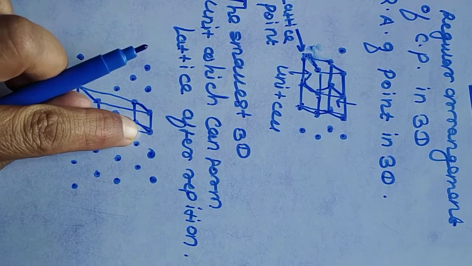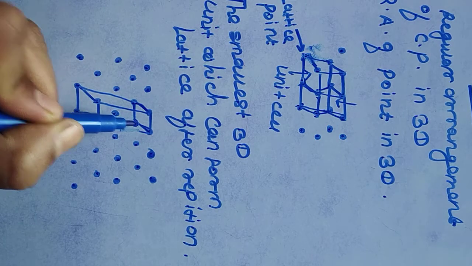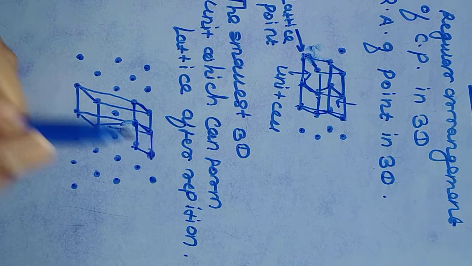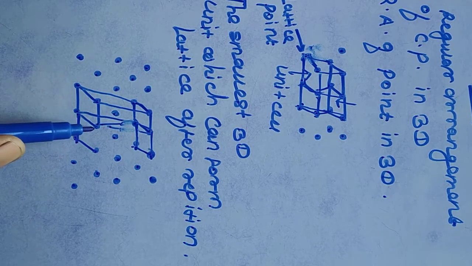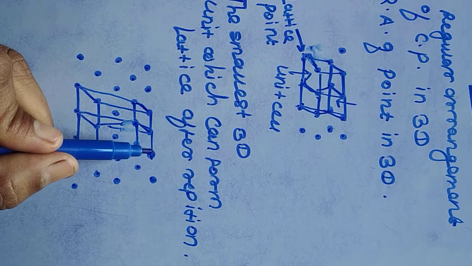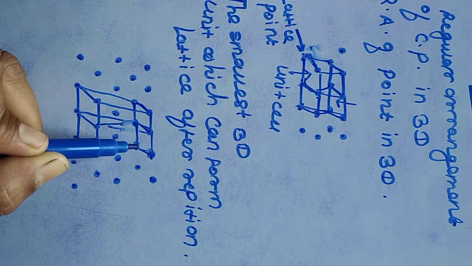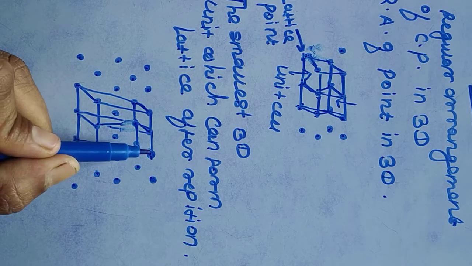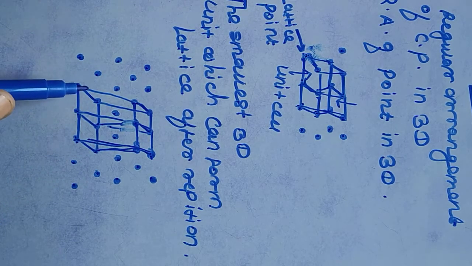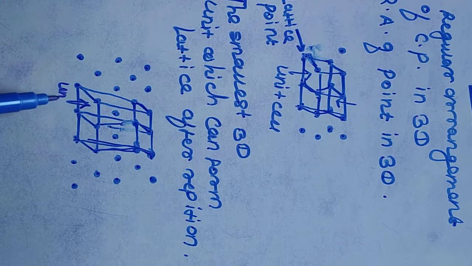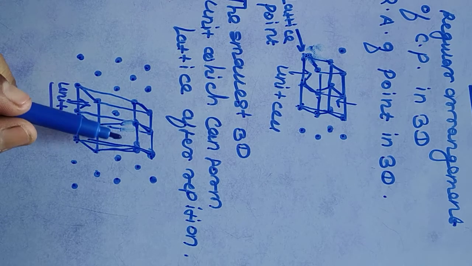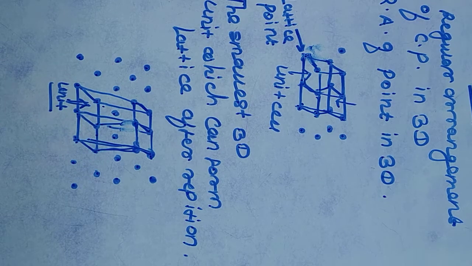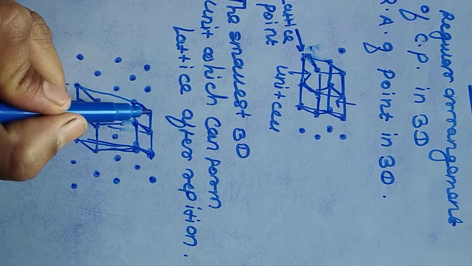Okay, like that. Here one atom. Again the neighboring atom I can take here. Here also this one. And all atoms joined like that. This is simply a single smallest 3D unit which can form the lattice after repetition.